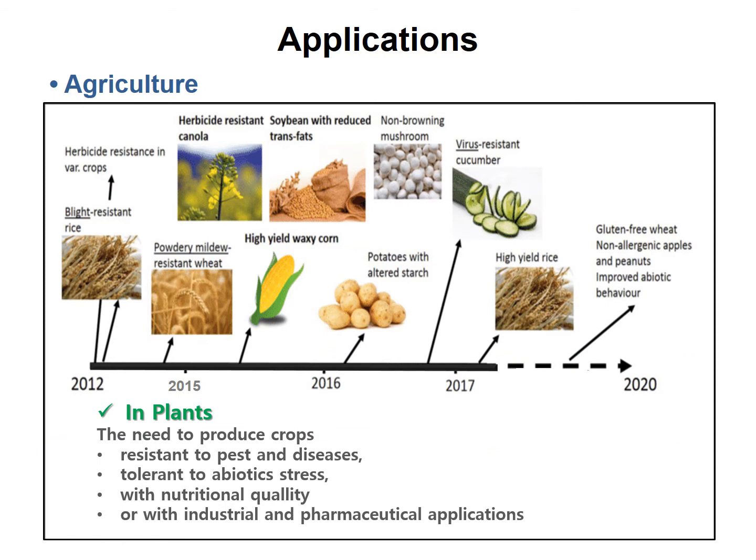Application of genome editing in plants. Timeline of selected traits modified by genome editing in plants. Many traits in plants have been addressed by genome editing, and more progress is coming. As you can see, in plants, the aims include protecting crops with resistance to pest and disease, tolerance to abiotic stress, improved nutritional quality, and pharmaceutical application.